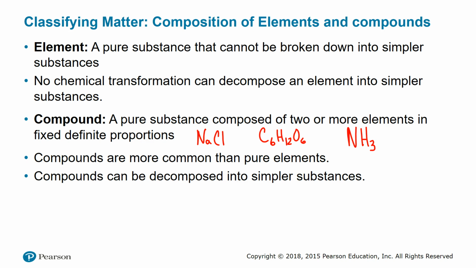So compounds are more common than pure elements because a lot of elements won't exist alone in nature. All right, they have to be combined with something. But we can decompose compounds into simpler substances, but we have to use a chemical process. All right. So we can break compounds down, but we can't separate them.